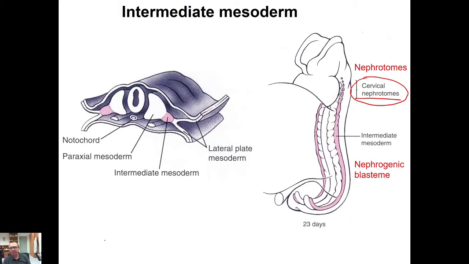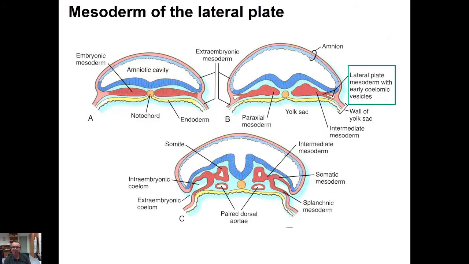We will speak about it in the urogenital system. And the lateral plate mesoderm will be discussed more at the end of the lecture, but at this moment it's probably enough to say that this plate is completely unsegmented. There is no segmentation in the lateral area of the mesoderm, but instead of segmentation there is formation of intercellular cavities.